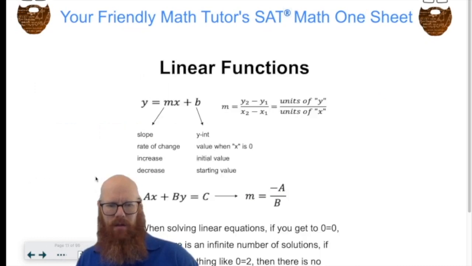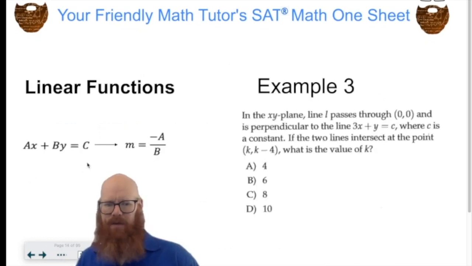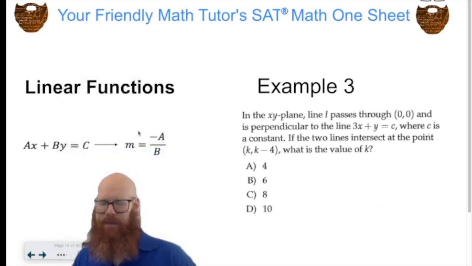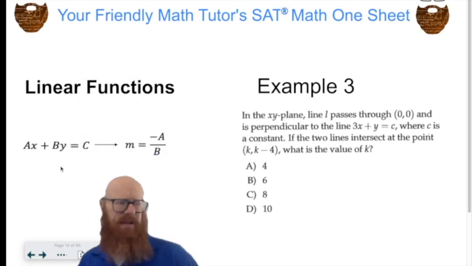So now, let's head to the next type of problem. This is a standard form, and the slope in standard form is just negative a over b. So let's see how we could use that. If we know that this is the slope, then we don't have to spend time rearranging this.